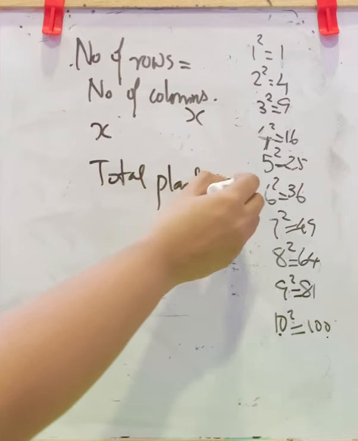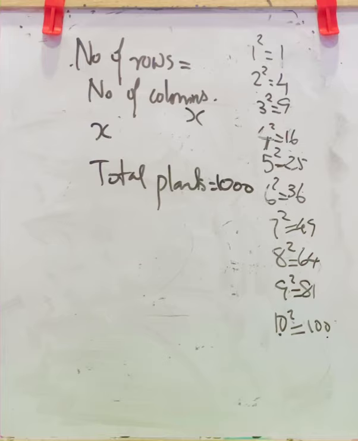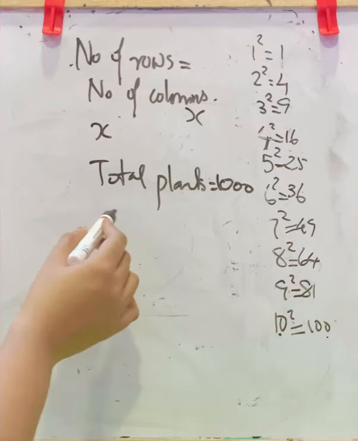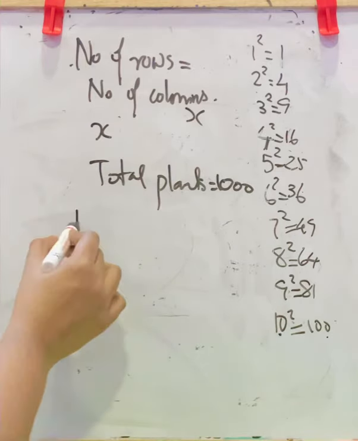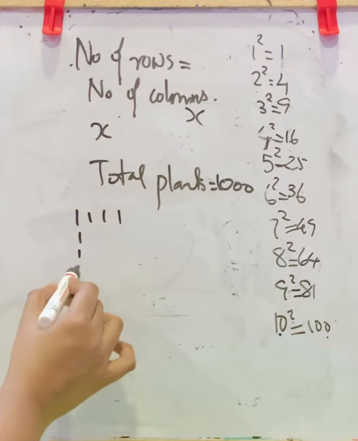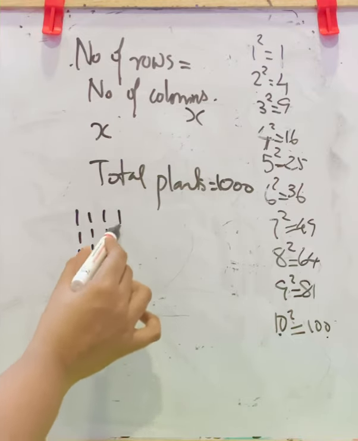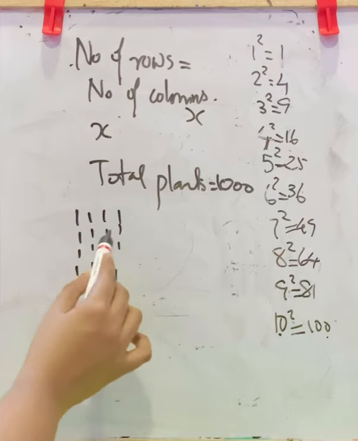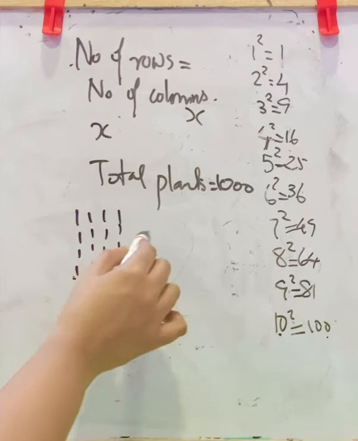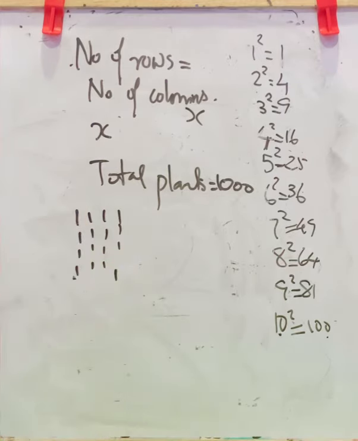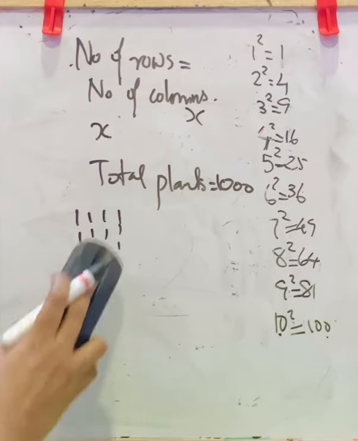equal to 1000. So how will you get total plants? Number of rows into number of columns. That is, if this many rows and this many columns are here, then you will say number of rows into number of columns will be equal to total number of plants. So here number of rows means x.